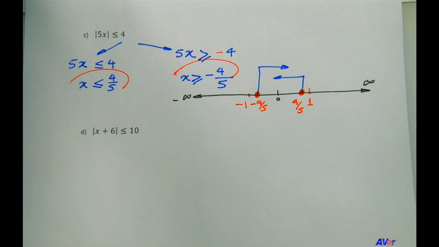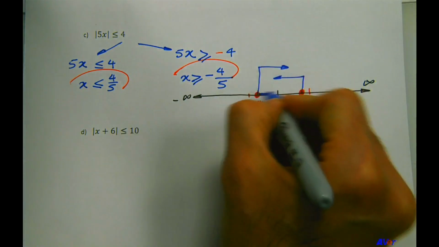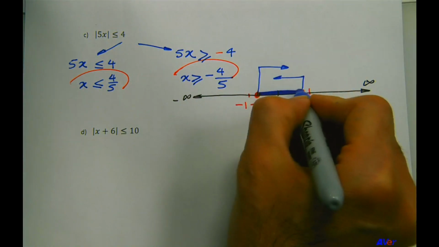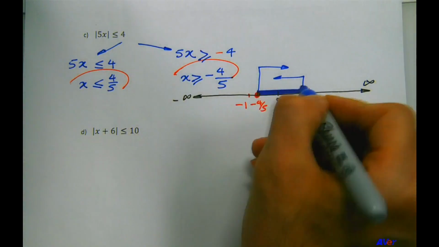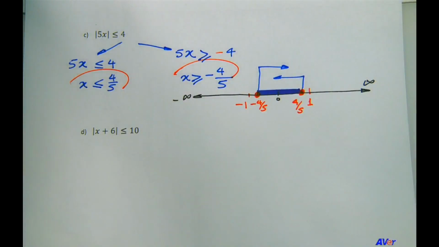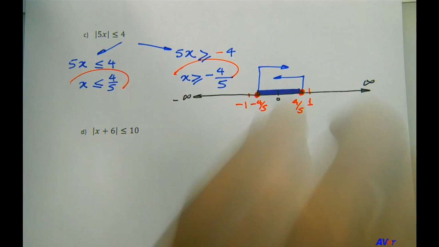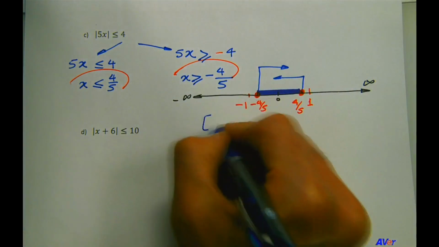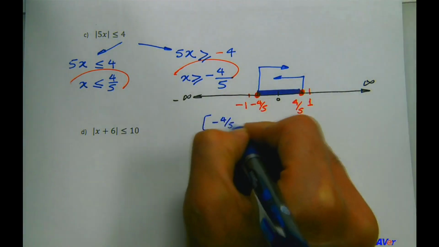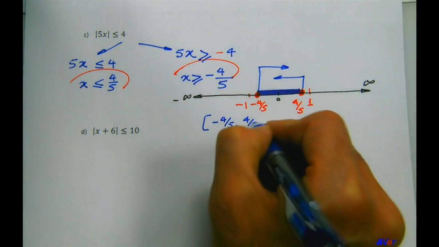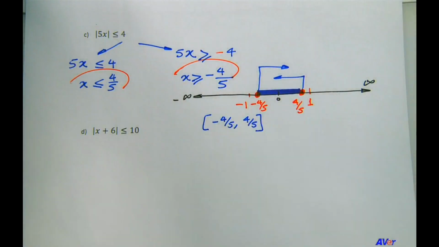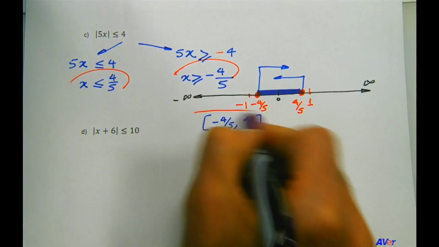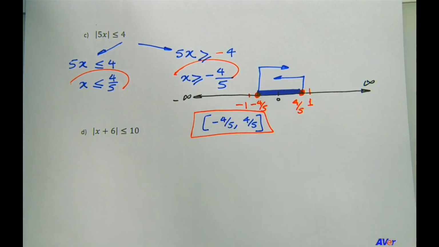The final solution is the overlapping piece, because these two solutions do overlap. If they don't overlap, like the previous example, we're going to take the union. But if they do overlap, the overlapping piece is the solution. So we have bracket negative 4/5, comma, positive 4/5, close bracket. And this is our final solution shown using interval notation.